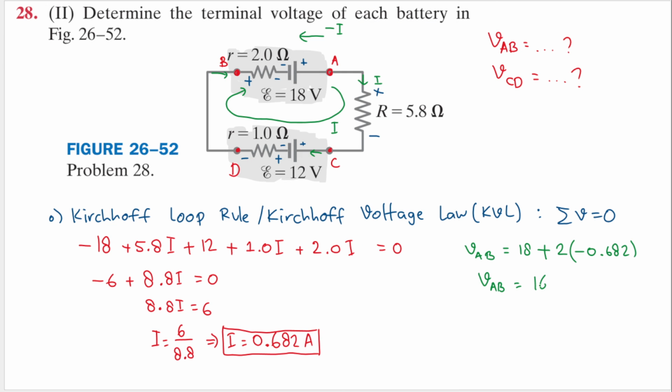16.636, and the unit here will be volt, right? And now let's do VCD here. So I will have VCD, and then I will have this one. So I need to get this one. So I will have 12.